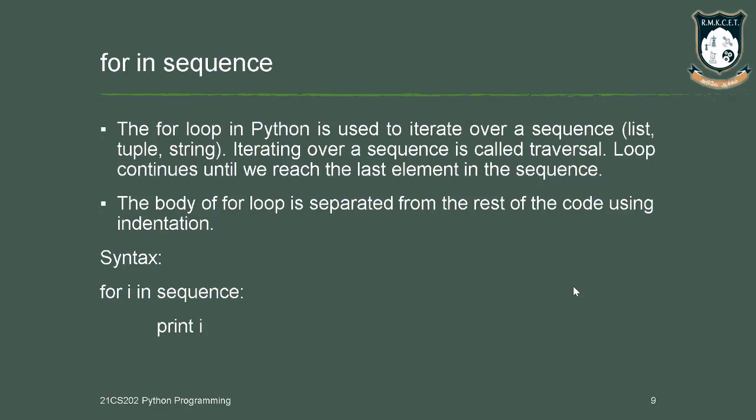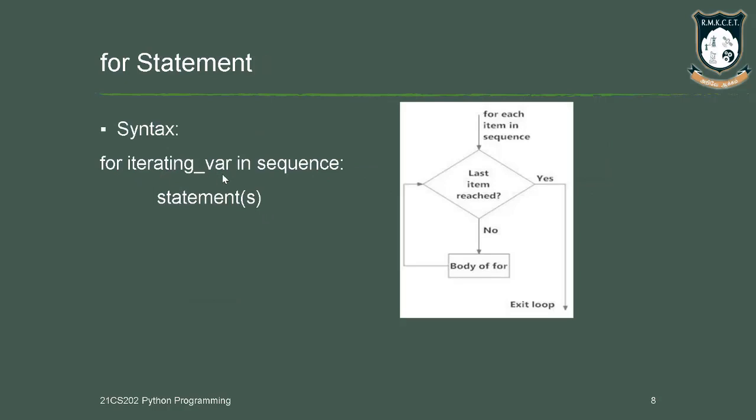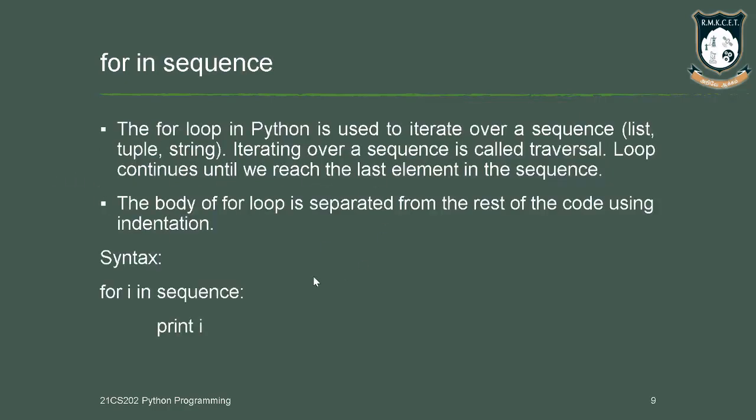Okay, so how shall we use the sequence? Here, for iterating in a sequence, we have used the syntax. A for loop in Python is used to iterate over a sequence, that is, you can use a list, tuple, or string. Making this iteration is said to be traversal. So we will be using the term traversal for these iterations.